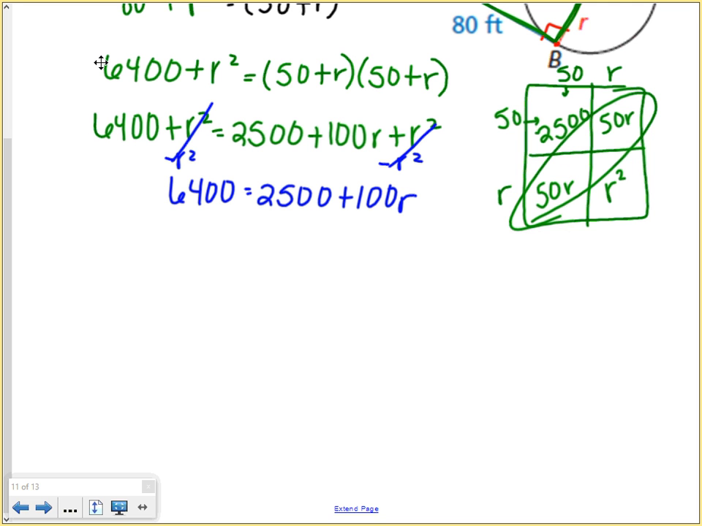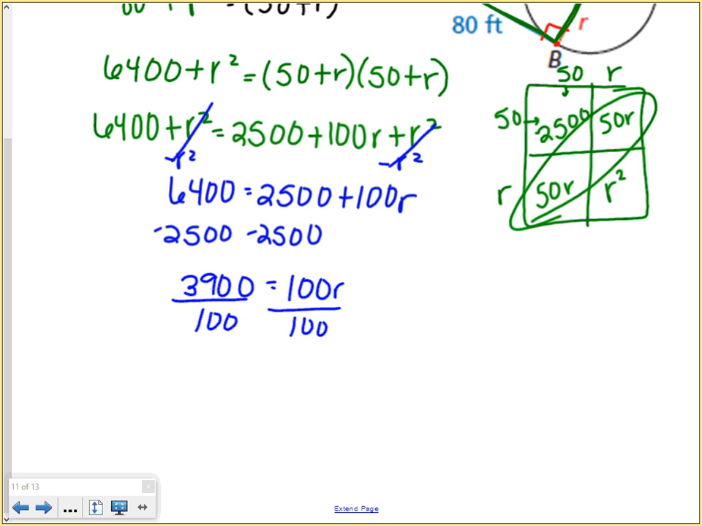Two-step equation. Minus the 2,500 over. 3,900 on the left, 100R on the right, divide by 100, and R equals 39. And we'll do another one of those in a second. And if you're doing it correctly, your radius should be a whole number. They're not going to give you a radius that's some weird decimal or fraction.